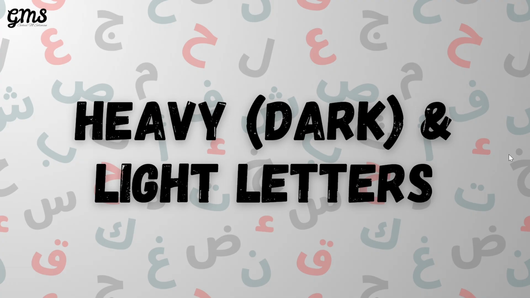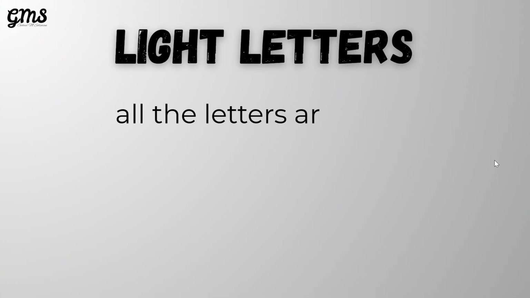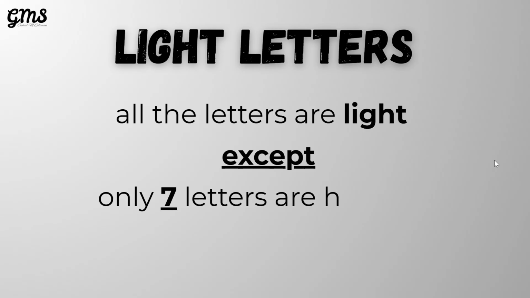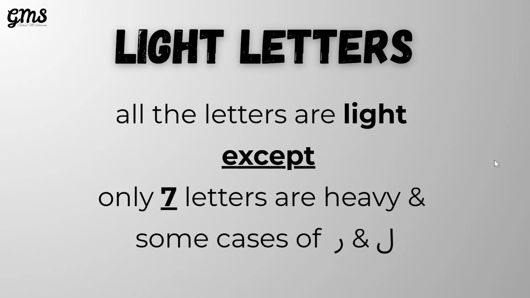We will start by the light letters, and to know the heavy letters are only 7. So all the Arabic letters are light, except only 7 letters are heavy and some cases of lam and ra. So you have 7 letters, always heavy letters or dark letters, and we have 2 letters which are lam and ra. In some cases they are heavy, and in other cases they will be light. Any other letter except these 9 letters, it will be always light letter. We pronounce it with a light sound. And the light letters in Arabic are called al-huruf al-muraqqaqa.